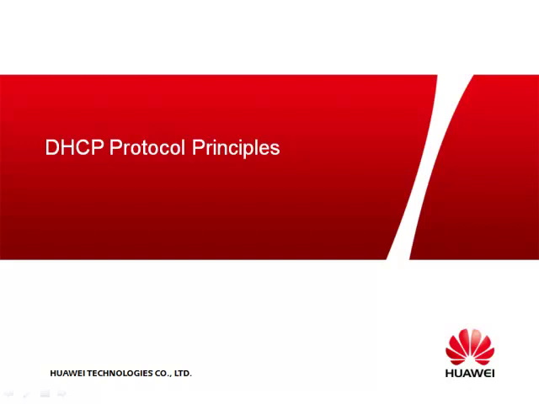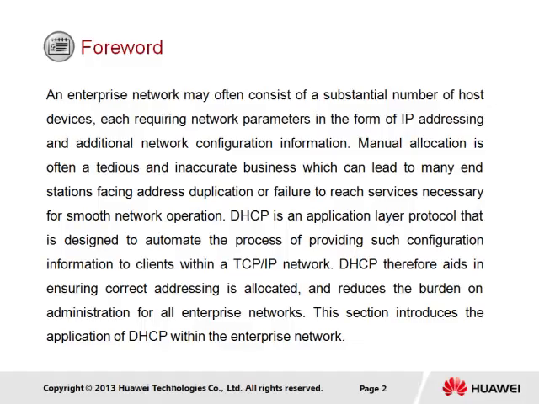This section looks at DHCP protocol principles in support of automatic address allocation within the enterprise. An enterprise network may often consist of a substantial number of host devices, each requiring network parameters in the form of IP addressing and additional network configuration information. Manual allocation is often a tedious and inaccurate business, which can lead to many end stations facing address duplication or failure to reach services necessary for smooth network operation.